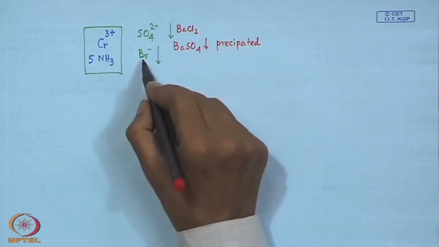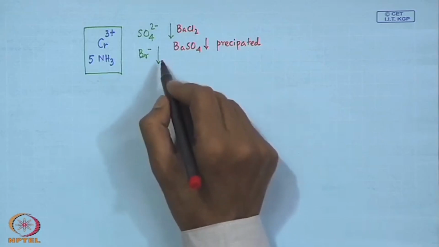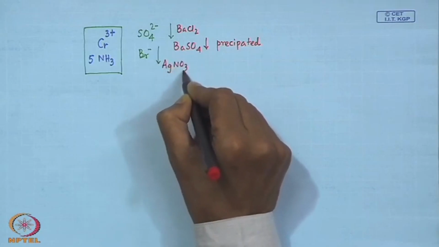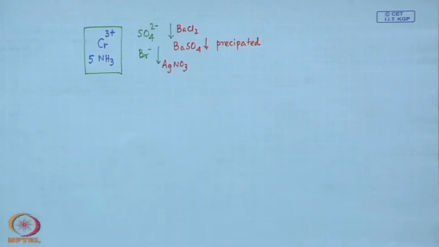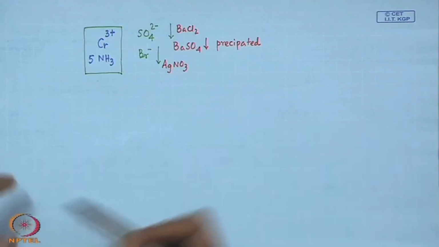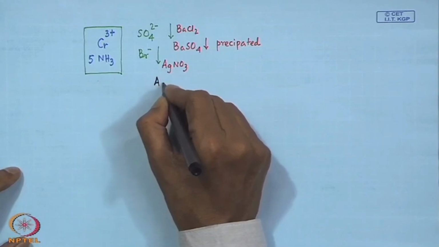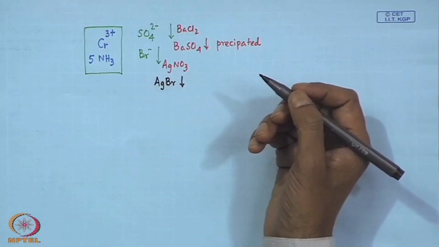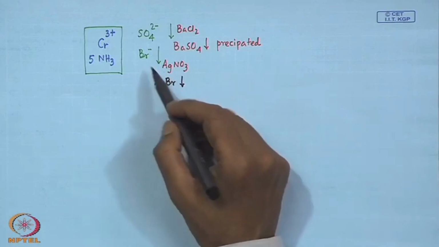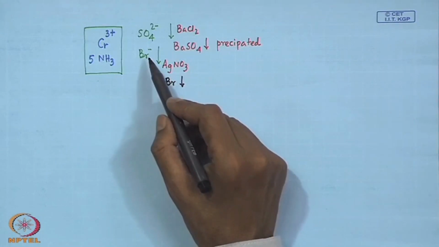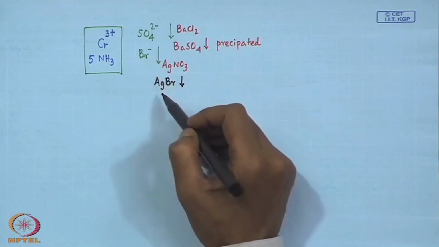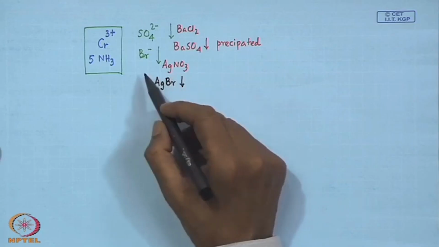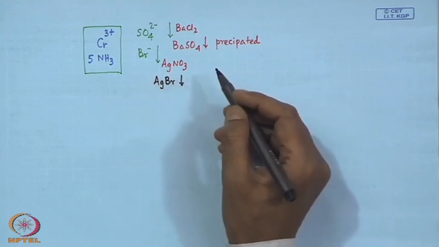So, if Br minus is present outside the coordination sphere, and if we simply add silver nitrate to the medium, we will be able to detect the corresponding separation of silver bromide from the medium, which immediately establishes that Br minus is present outside the coordination sphere, and which can be separated by addition of silver nitrate like the sodium bromide reaction with silver nitrate.